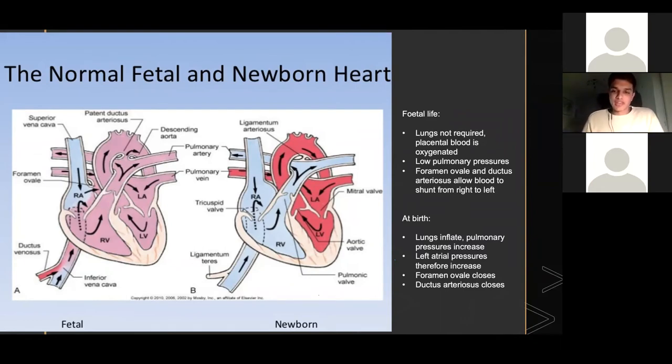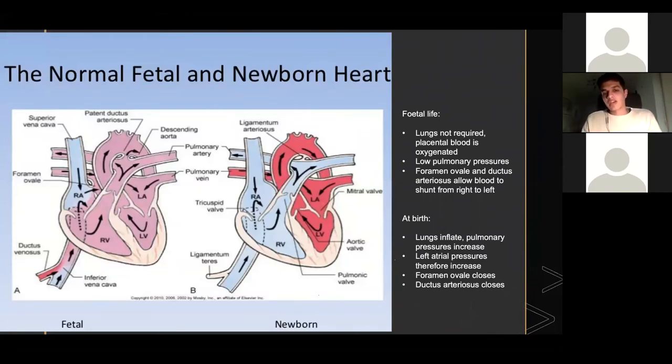So your lungs inflate, your pulmonary pressures will increase. Your alveolar pressures, your arterial pressures, your venous pressures, it all increases, okay? Therefore, your left atrial pressures increase because they force more blood through the left atria. As a result, the foramen ovale shuts because the way the leaflets are placed, it's like a valve. Once the pressure in the left atrium increases, it closes and doesn't allow shunting from left atria to right atria in a healthy person.